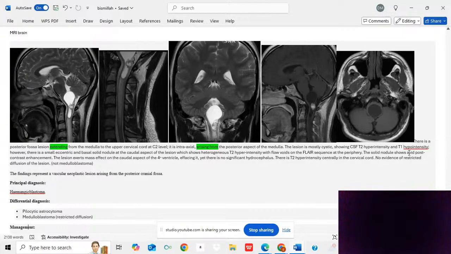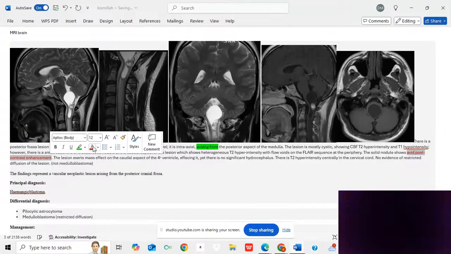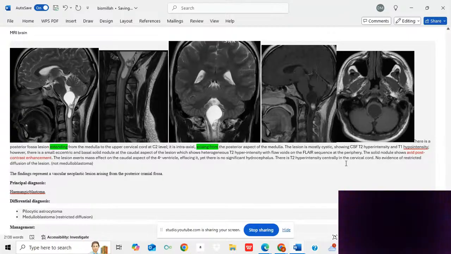So you need just to mark this avid post-contrast enhancement, as well as the flow voids on the FLAIR sequence. Both of them mean that the lesion is vascular. So in the interpretation, you need to mention there's a vascular neoplastic lesion arising from the posterior cranial fossa. The principal diagnosis here is haemangioblastoma.